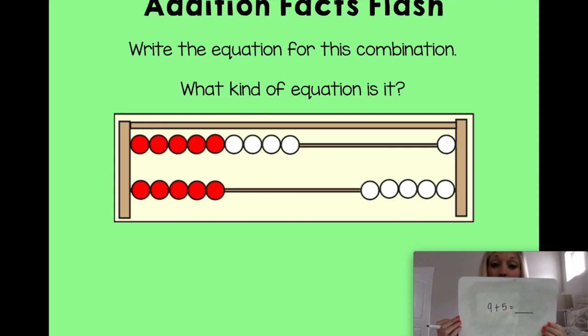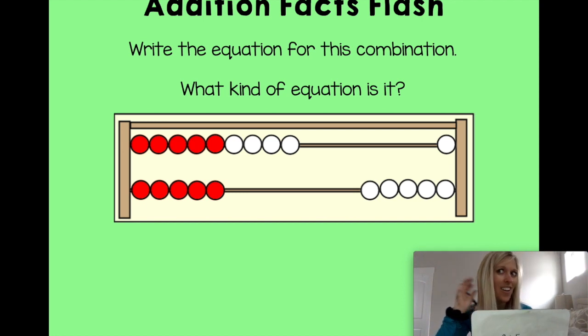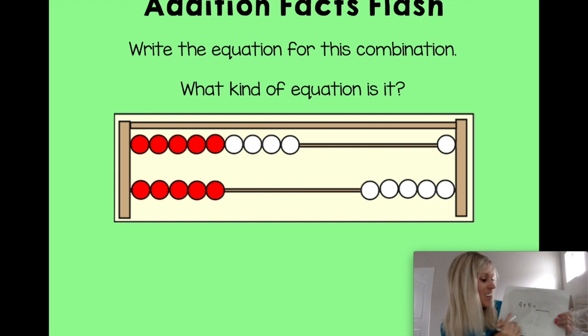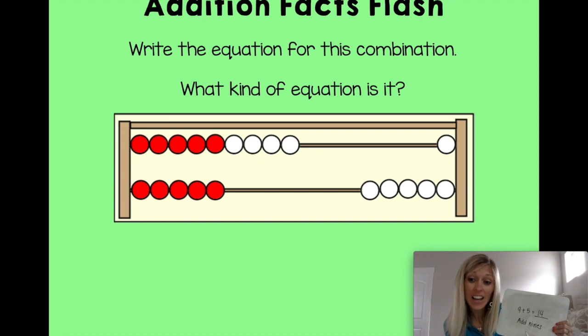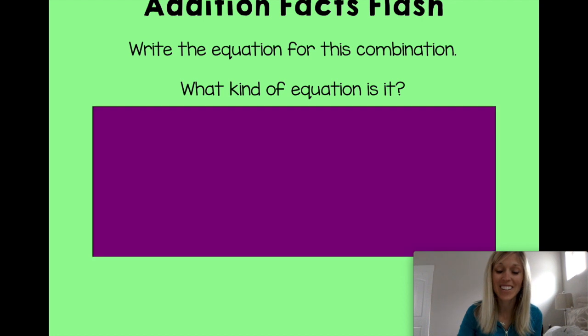I see 9. What was that strategy called? What was it? Add nines. Add nines. So you can see 9 plus 5 is 14. I knew that because I knew that 10 plus 5 was 15 and 9 was 1 less. And 14 is 1 less than 15. Add nines. Good job. Let's do another one. Are you ready?